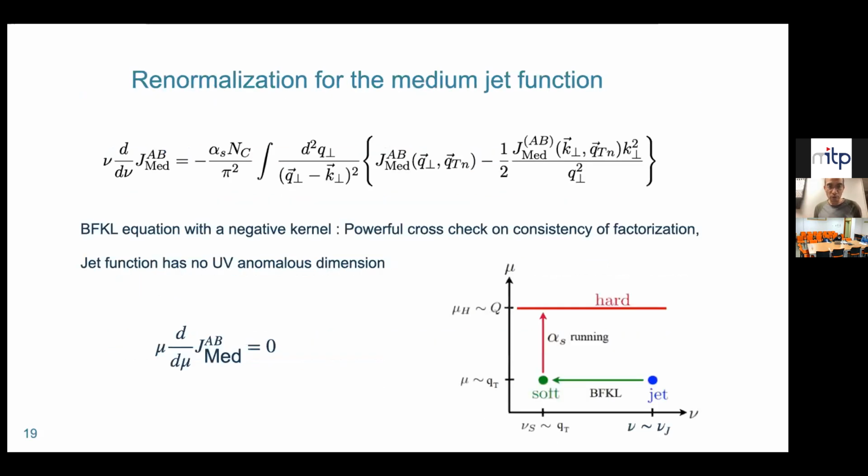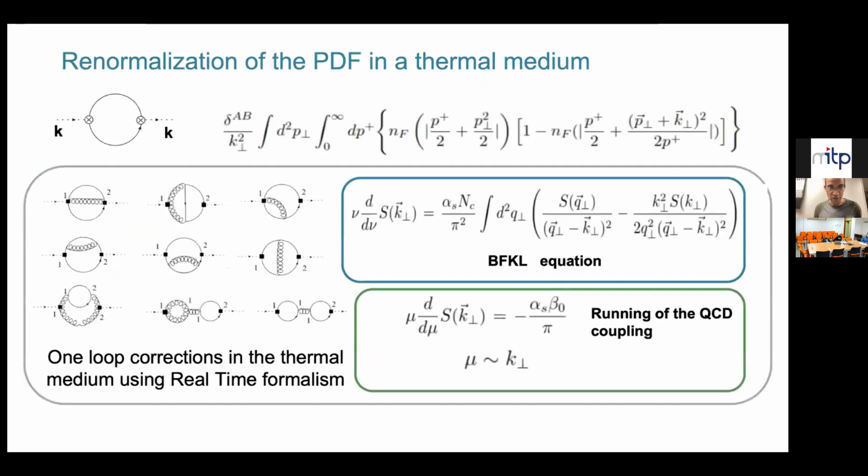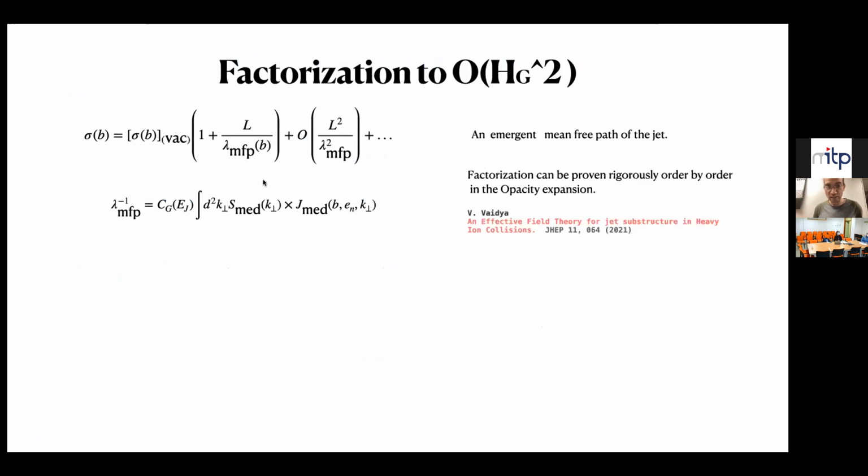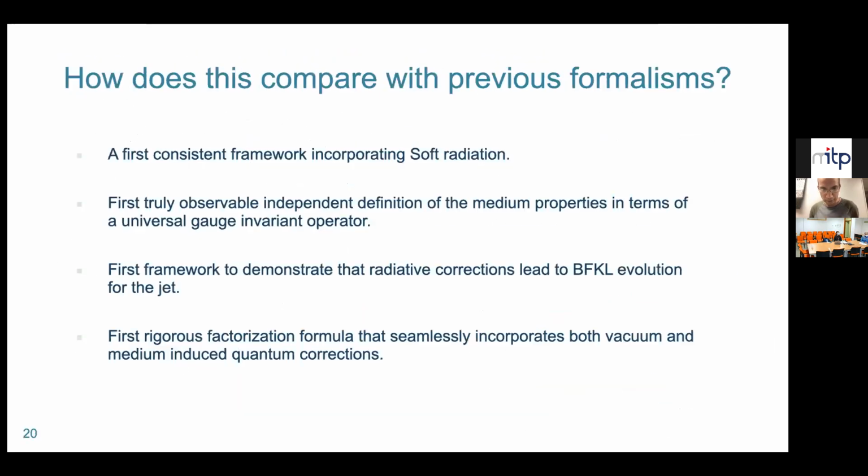I should point out, for those who might be familiar with the older literature, that the object that appears here, the lambda mean free path, is associated with the parameter known as q hat, the transport parameter. So it is associated directly with this object. But as you can see, I have shown that this can be factorized further into an object which is truly observable independent, and a jet function which depends on the observable. So that's something new that appears out of this formalism. Okay, so let me go on.